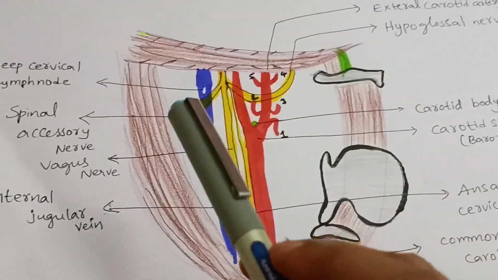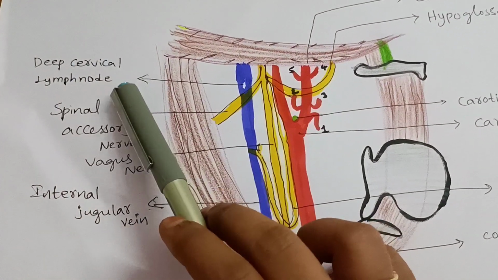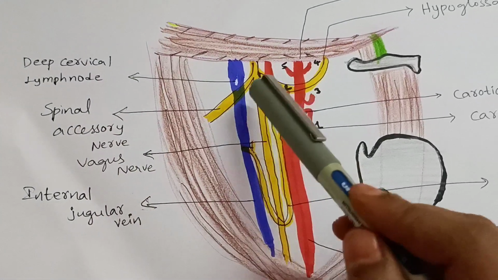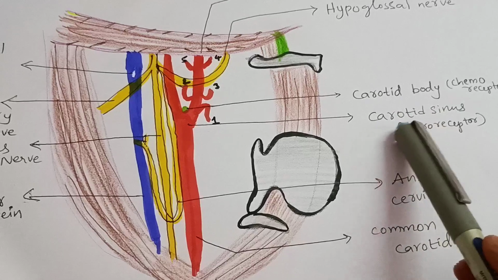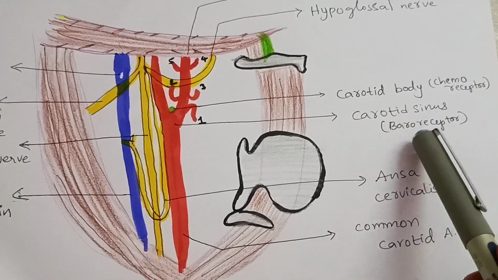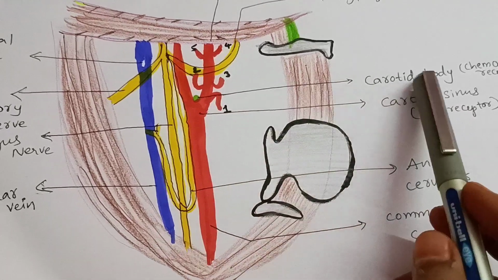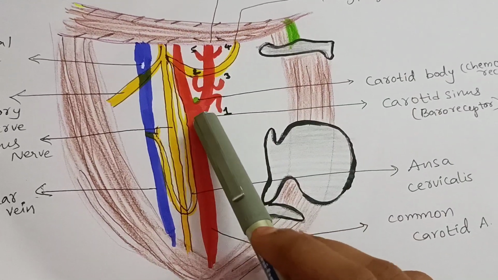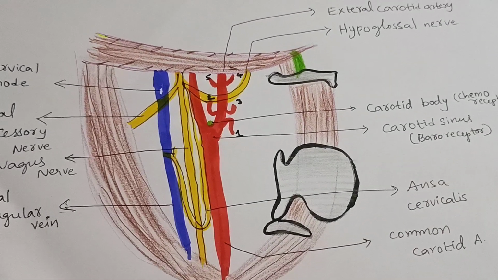Okay, and next is deep cervical lymph node near the internal jugular vein, and carotid body, carotid sinus. Carotid body with chemoreceptor, carotid sinus is with baroreceptor. They are present in the junction of external and internal carotid arteries, and sinus is a bulge in the junction.